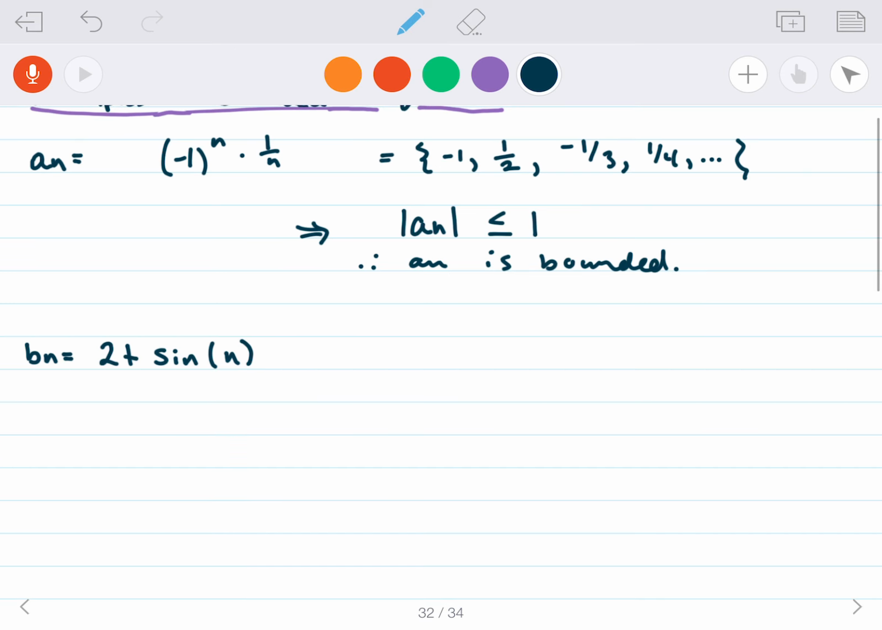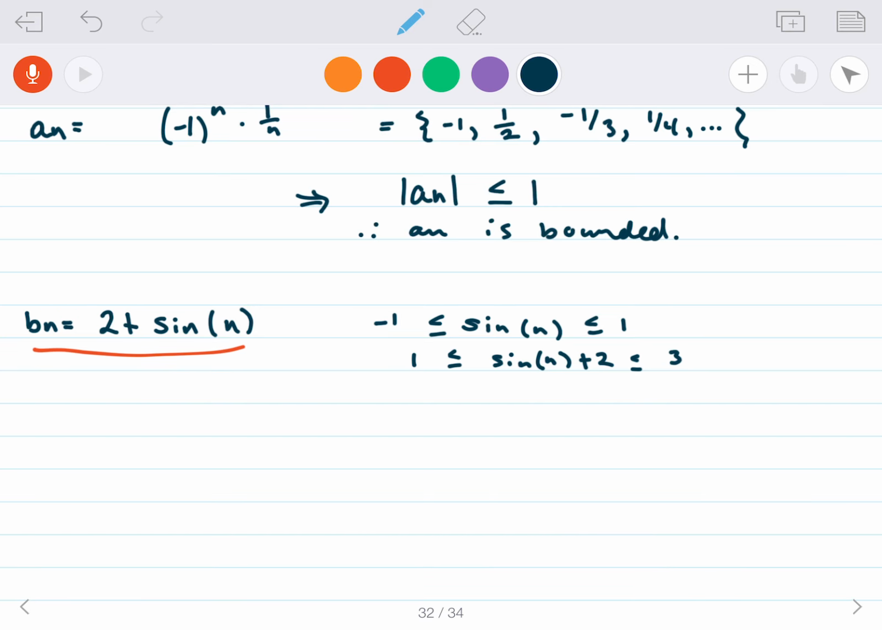Okay, and then similar idea here. We know that sine is going to be between -1 and 1, right? And so we know that the sine function, sine of n, is going to be less than or equal to 1, but bigger than or equal to -1. And if we add 2, that means that sine of n plus 2 is bigger than or equal to 1, and less than or equal to 3.